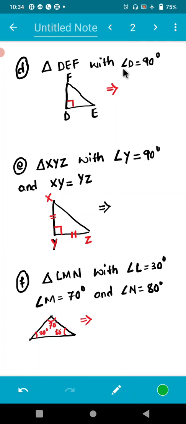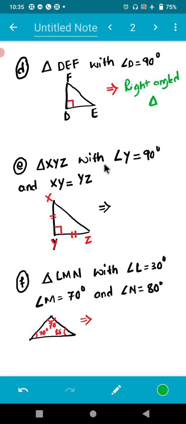Okay students, now let's move on to the next option, that is what? Triangle DEF with angle D equals to 90 degree. So it's quite obvious that any triangle having one angle as 90 degree will be called a right angle triangle.